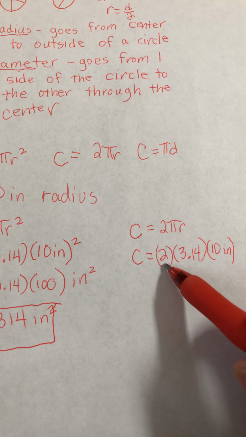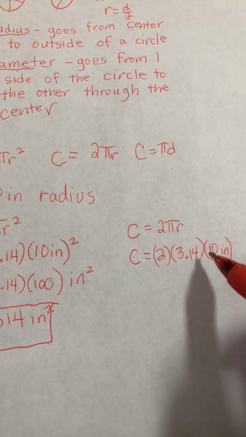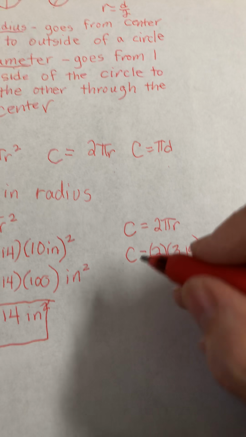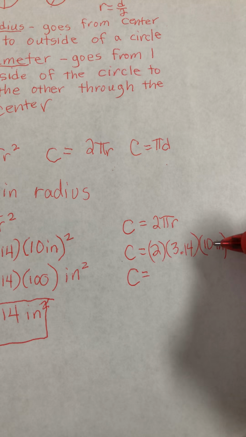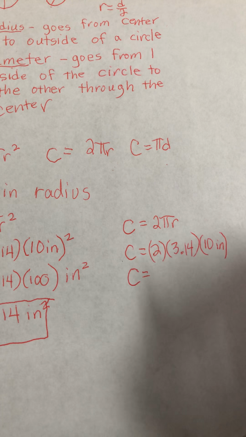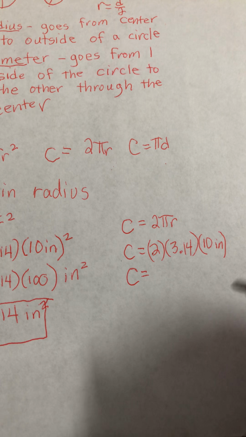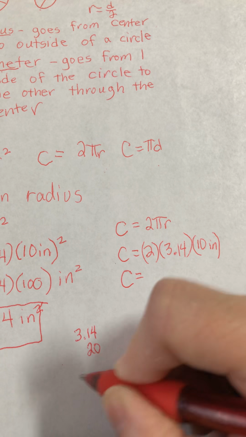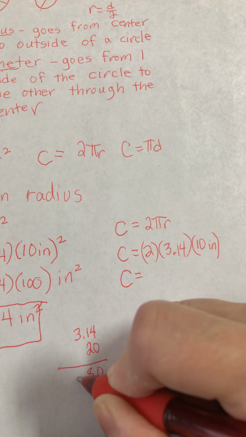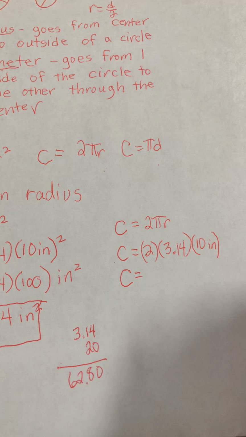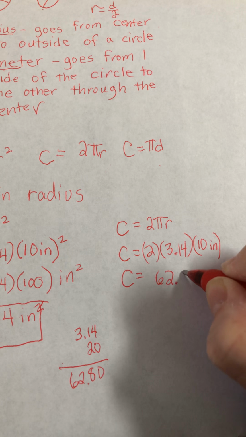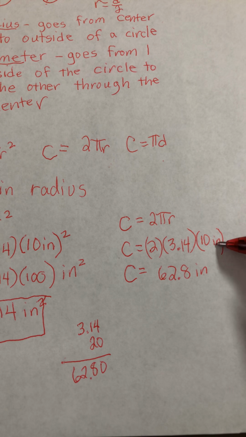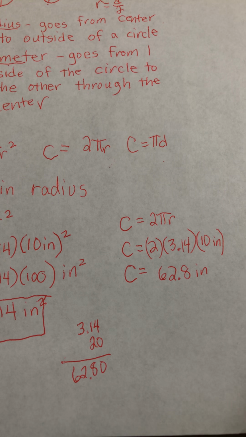Usually it's easier to multiply the two whole numbers first, but with it being 10, it doesn't really make that much difference. When I multiply this, 2 times 10 would be 20, and then you can probably do that in your head, but if you have trouble, you could always go over on the side and do it this way. And you would get 62.8 inches. It's not inches squared. If you don't remember to put your inches all through the problem, I'm going to count off.